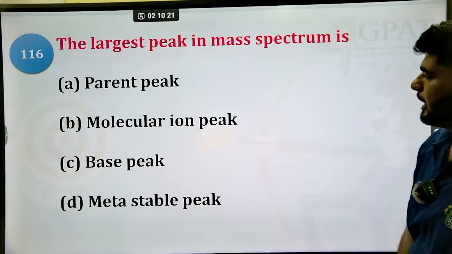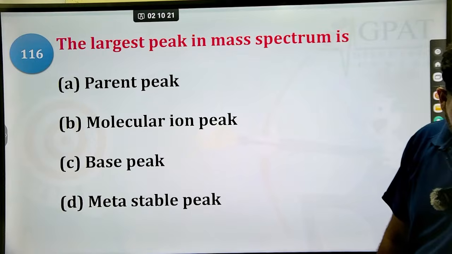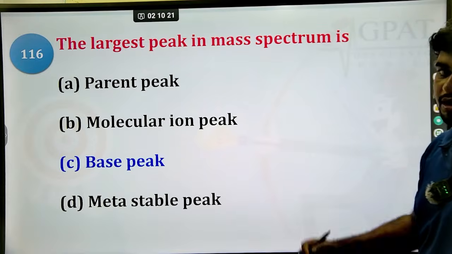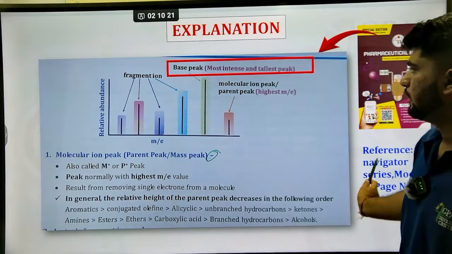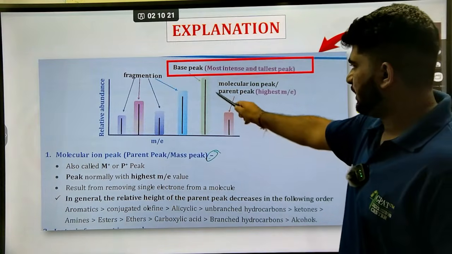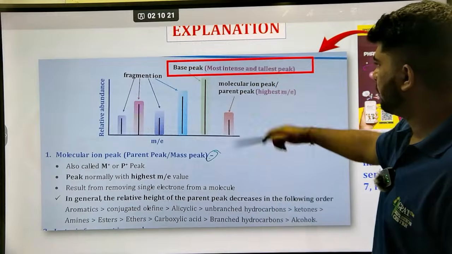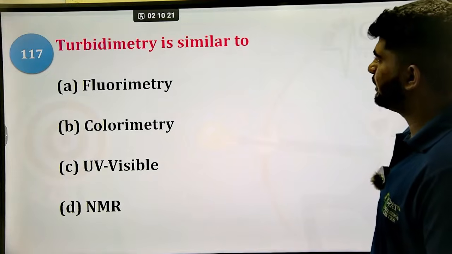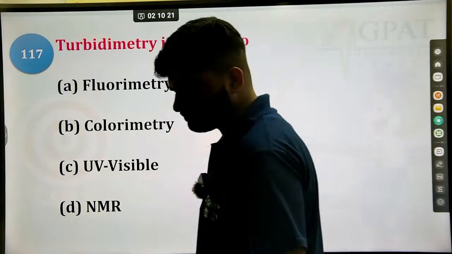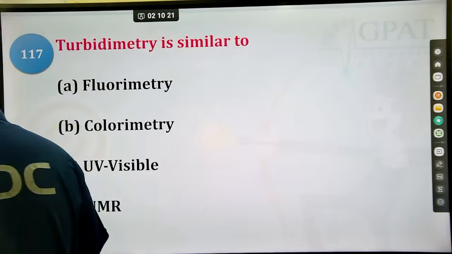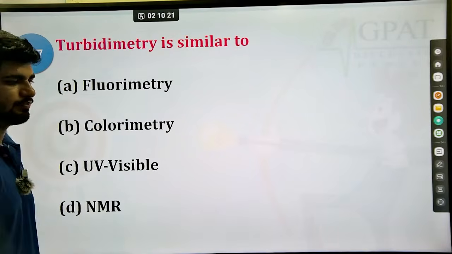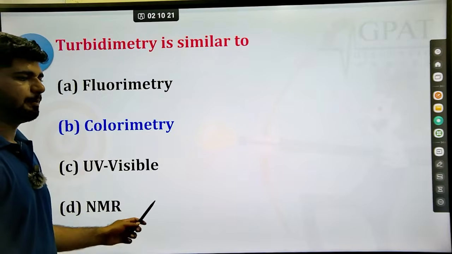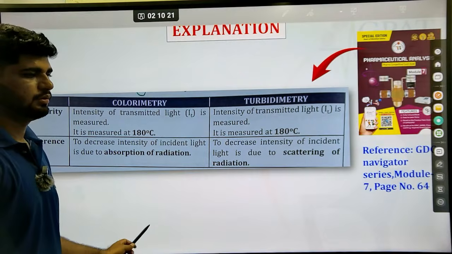The largest peak in the mass spectrum is what? Parent peak, molecular ion peak, base peak, or metastable peak. That is nothing but your base peak, which is your largest peak over there in your mass spectroscopy. Here you can see base peak is over here, the most intense and tallest peak. Turbidimetry is similar to fluorimetry, colorimetry, UV visible, or NMR. That is your colorimetry, right?